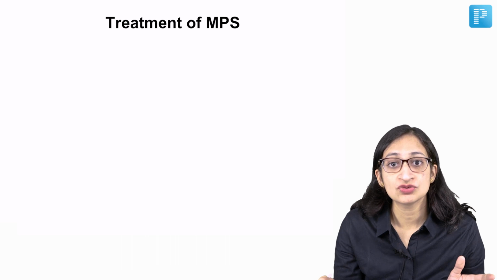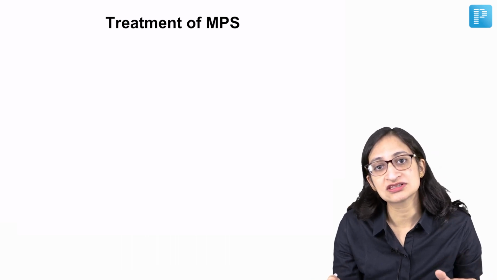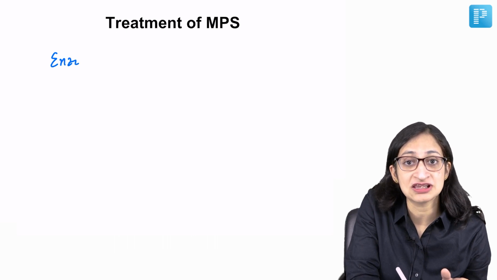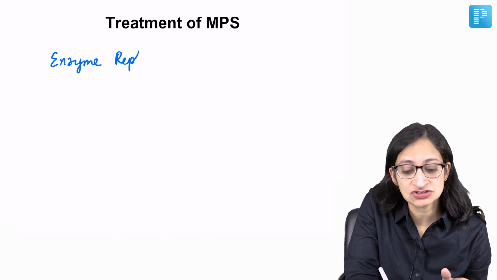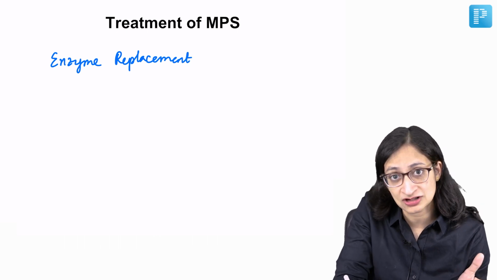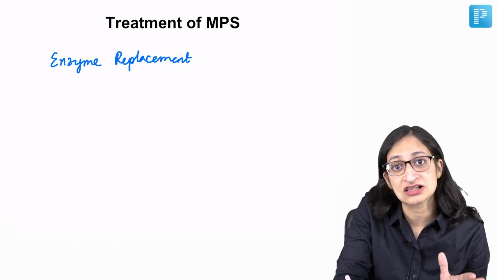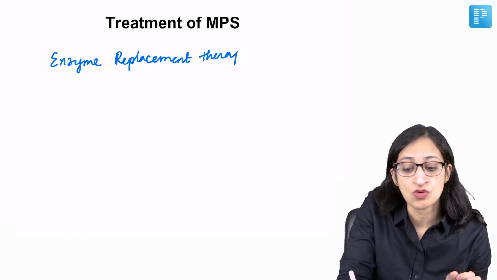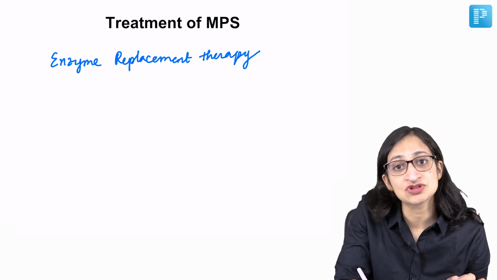Now moving on to the treatment of mucopolysaccharidosis, nowadays we have availability of enzyme replacement therapy, okay? We saw certain enzymes are deficient in different types of MPS like alpha-L iduronidase, right? Iduronate sulfatase and so on. So enzyme replacement therapy is now available for some types of MPS.